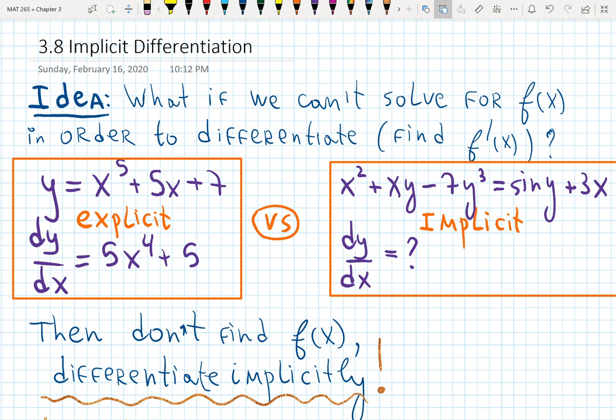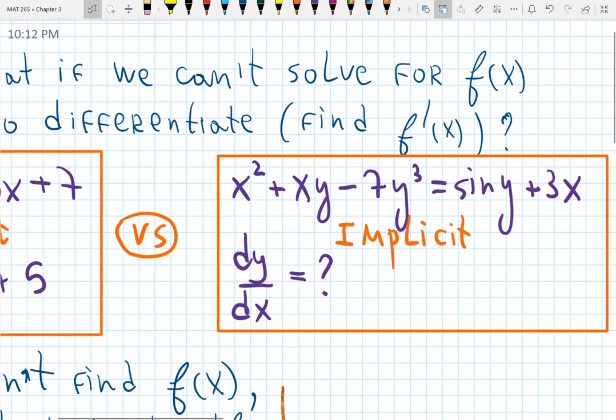So this is the example, y equals x to the 5 plus 5x plus 7, not a problem. Differentiate: 5x to the 4 plus 5. We could do it so fast because y was given explicitly. Explicitly means it's there. Versus, here's a good example, x squared plus xy minus 7y cubed equals sine y plus 3x. Solve for y. Sometimes you can do it and it's long, so you don't want to do it. And sometimes you can't. You cannot do it here. Because of the y cubed and sine y, it's officially impossible to solve it. You can always approximate it using computers, but it's not the exact solution, and I want to have exact solution.